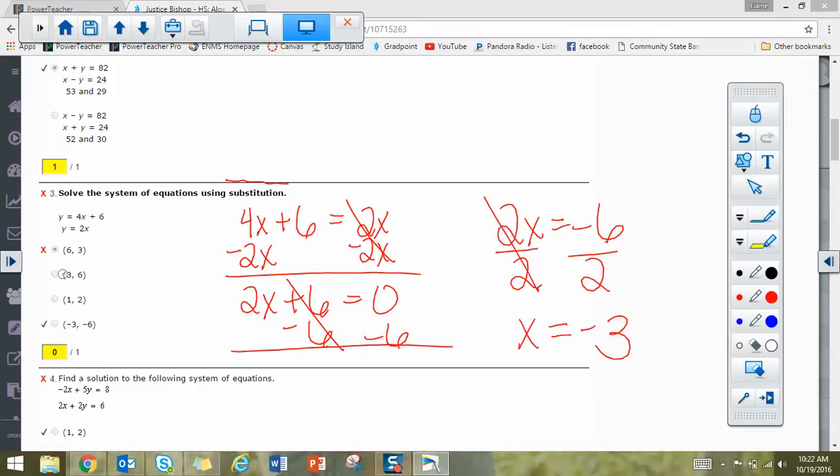So now we look back over here, you see that negative 3 again is the only one down here that has the x as a negative 3. But if we were to plug this negative 3 back into either equation, let's just do the top one. 4 times negative 3 plus 6. So that would be negative 12 plus 6, which is negative 6. You can see then that's how you get that y value.